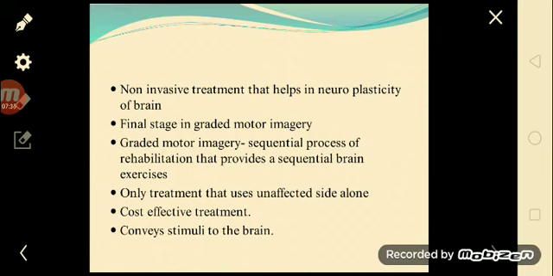And the only treatment uses the unaffected side alone. In every treatment we have to perform both affected hand treatment and non-affected hand treatment, but here we only treat the normal hand. It is a cost-effective treatment and conveys illusory stimuli to the brain.